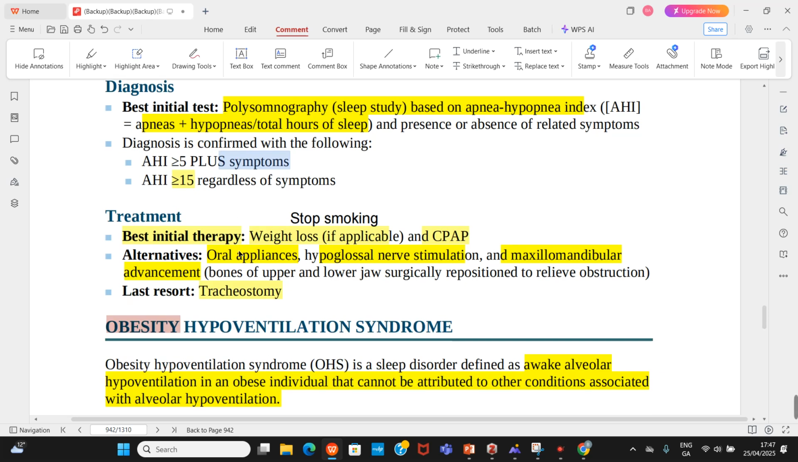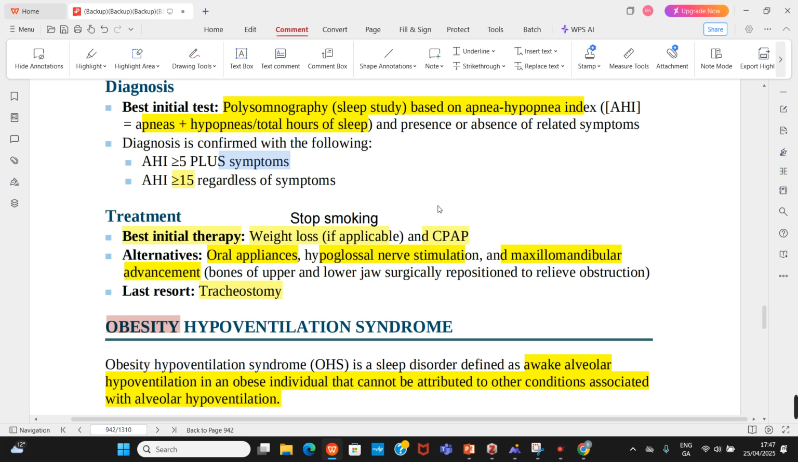What do you do afterwards? Having identified the problem, what do we do? Are you obese? Go and lose weight. Most of the time, 90% of them will be obese, so tell them to go and lose weight. Are you a smoker? Stop smoking. Then afterwards, you place them on the CPAP. They have to be carrying that CPAP every time they are sleeping. They have to sleep with the CPAP.